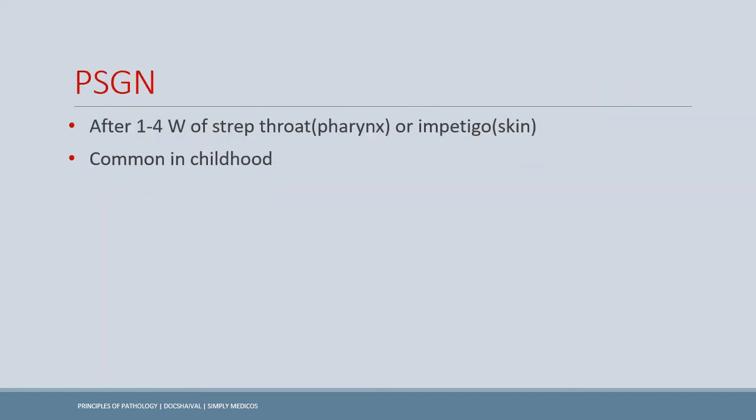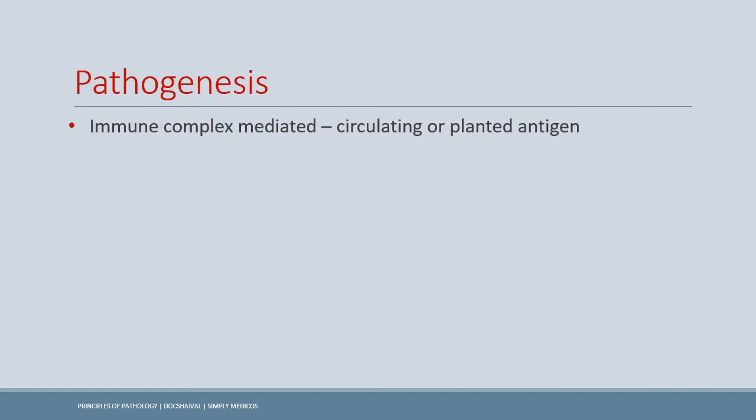Now PSGN is more common amongst children, and it is seen after 1 to 4 weeks of a strep throat or impetigo, which is a skin infection. Pathogenesis involves the immune complex, which can be both circulating or planted. So we basically have two kinds of diseases: one is the antibody mediated mechanism and another is immune complex mediated. Either the antigen is deposited, or the circulating complex itself is deposited. Both things can happen.